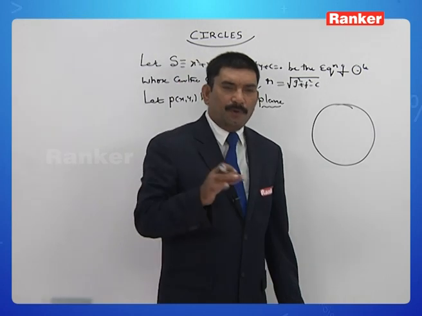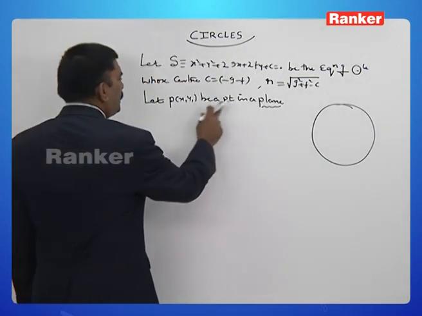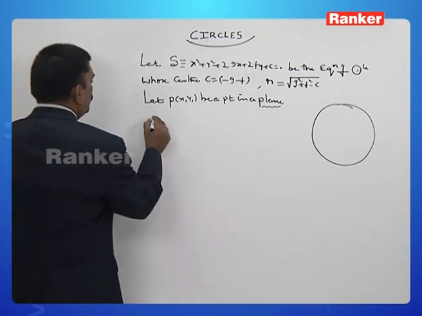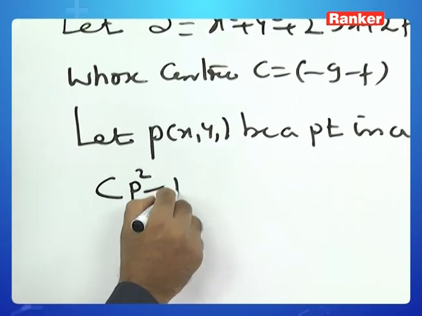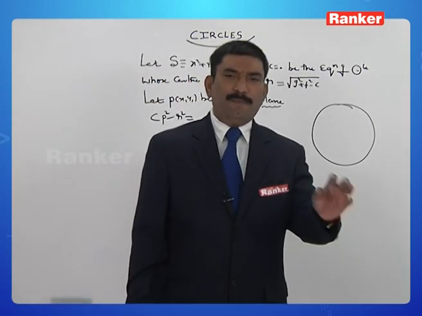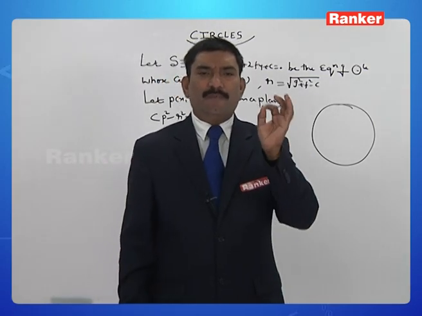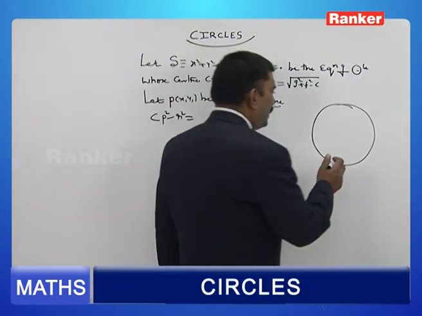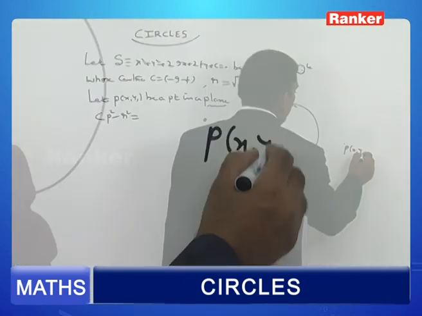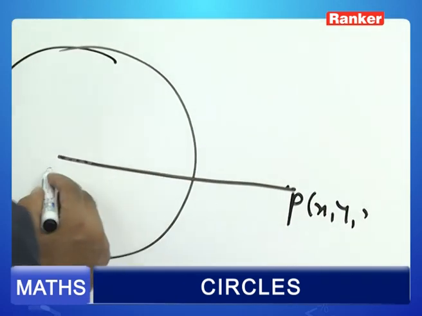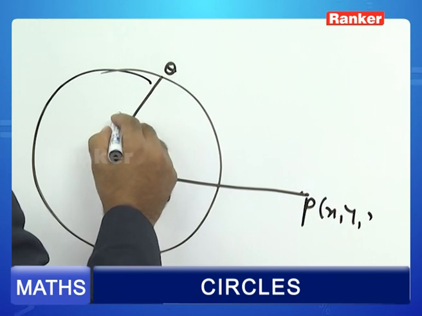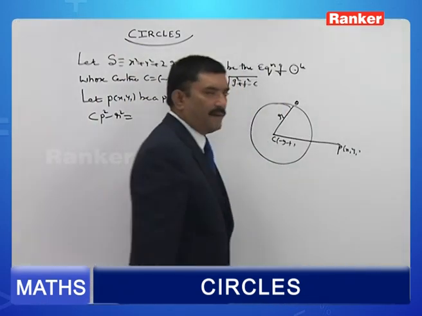Now let P of x1, y1 be a point in a plane. Now I want to find CP square minus r square. What is CP square? CP is the distance between the center and the point I am going to select. Say for example, look here, I take a point P of x1, y1. This is the center, minus g, minus f. This is aptly represented by the radius.